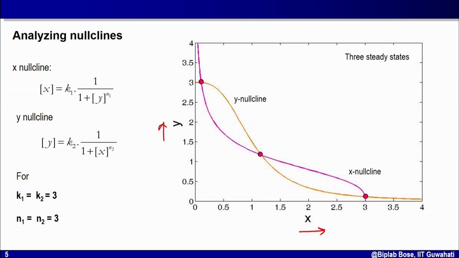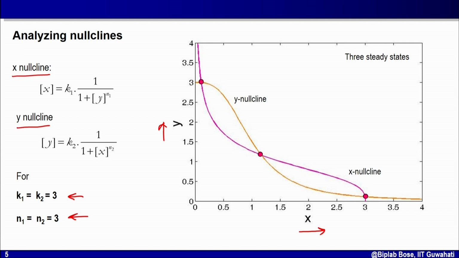In this plane, I will draw the nullclines for x and y. As I have said, I have to take numerical values for k1, k2 and n1 and n2. I have taken those values. k1, k2 I have taken equal to 3. n1, n2 also I have taken as 3. My nullclines are given here. My x nullcline is this one. My y nullcline is this one.